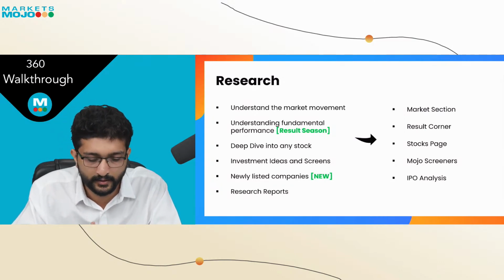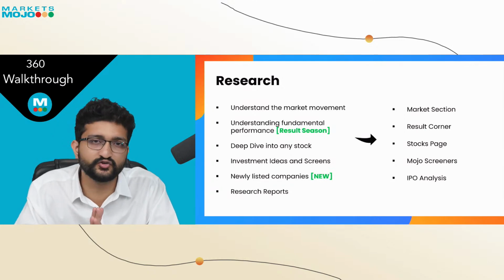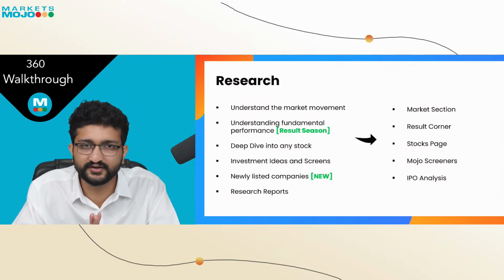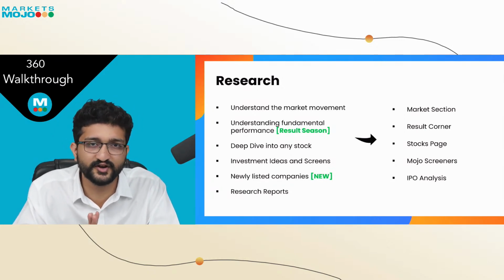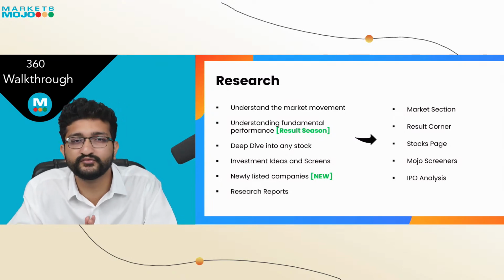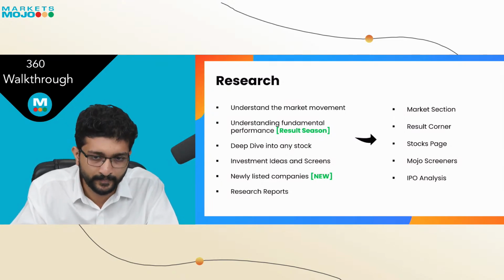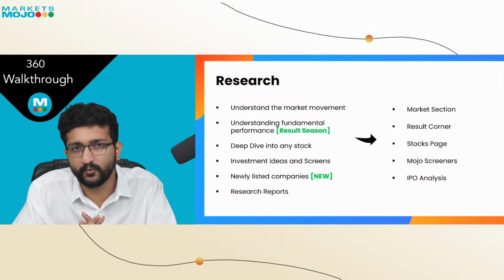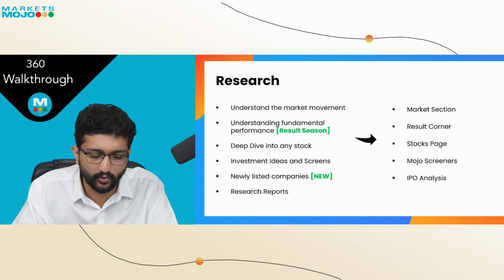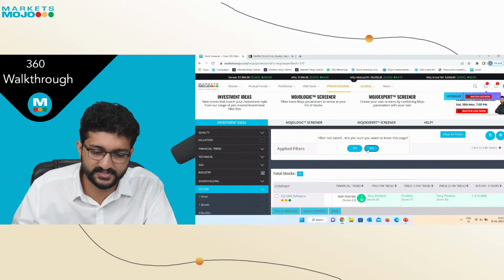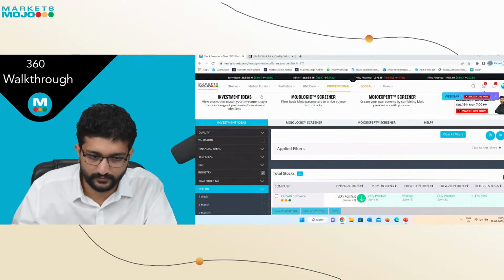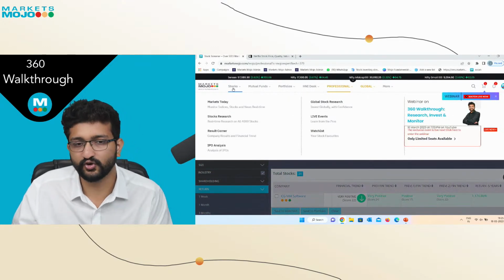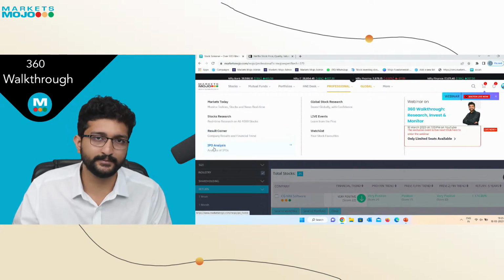I agree with that. But if you look at the current market today, it's quite volatile. Every company which is listing may not list at a premium or may not perform well after getting listed. If you want to understand which company you should subscribe to or avoid, the newly launched IPO section will actually solve your queries. So if I go on stocks now, the first menu option, I can click on IPO analysis.